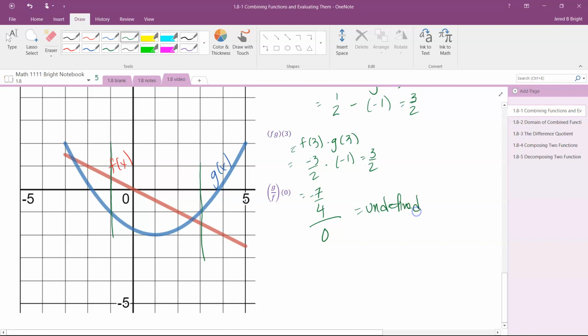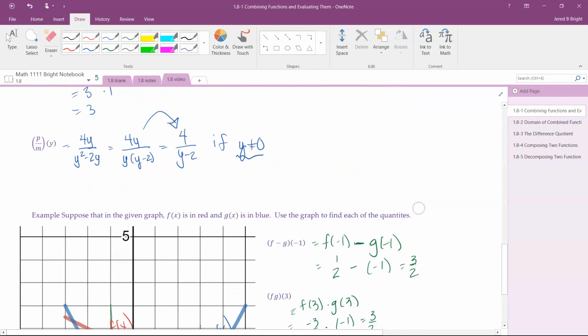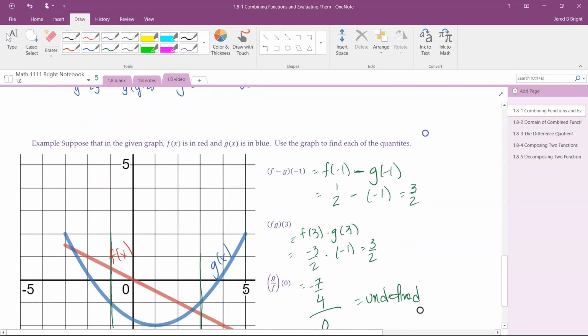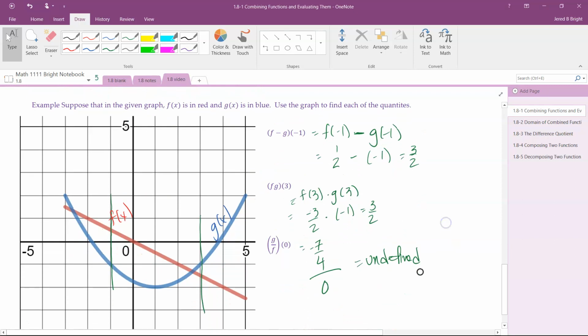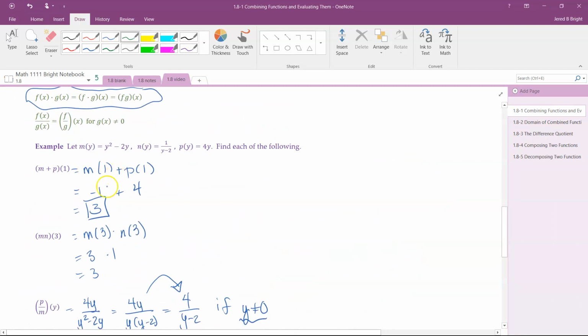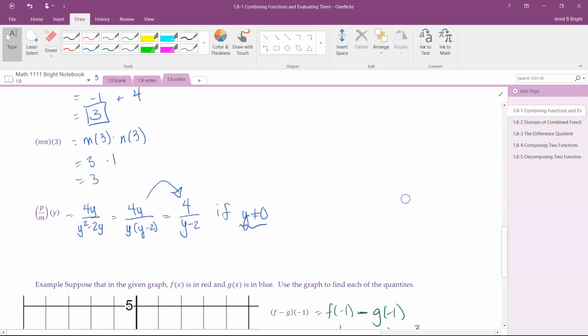Know that when you're doing function combination, you could have a purely algebraic representation, right? You could have a graphical representation. We could even throw something in a table at you, and that would just be doing the exact same idea as what we did up here. So like find m(1), use the table, find p(1), use the table, add them together, okay? So be on the lookout for any of these three forms with function combination.